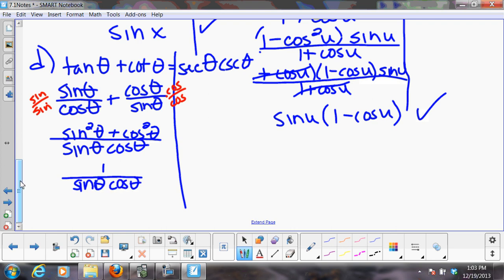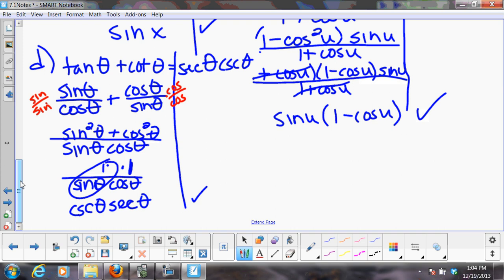Well, 1 over sine theta is equal to cosecant theta. I could add a 1 there. 1 over cosine is equal to secant theta. It matches the other side.